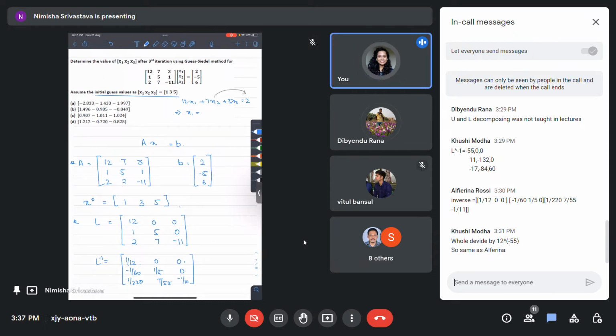Essentially, we'll decompose this multiplication into three equations. So I have x1 equals 2 minus 7x2 minus 3x3. Here we are going to substitute the x3 and x2 values from my initial guess, and I'll get a revision for x1. Then I will do the same for my other two lines. Is that fine? Yes.